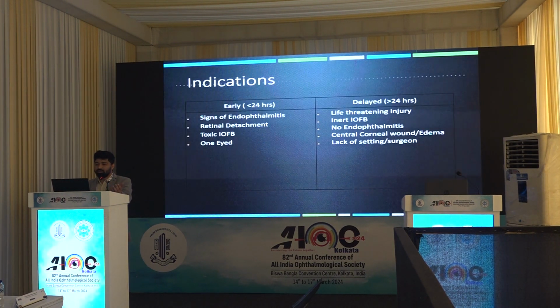So when do you remove the foreign body? You do an early intervention, that is less than 24 hours, if there are signs of endophthalmitis, retinal detachment, a toxic intraocular foreign body such as copper, or a one-eyed patient. Delayed repair is for life-threatening associated injury, an inert IOFB with no endophthalmitis, poor corneal clarity, or a lack of settings; you can operate later.